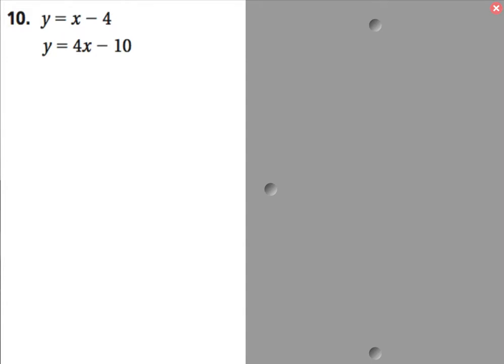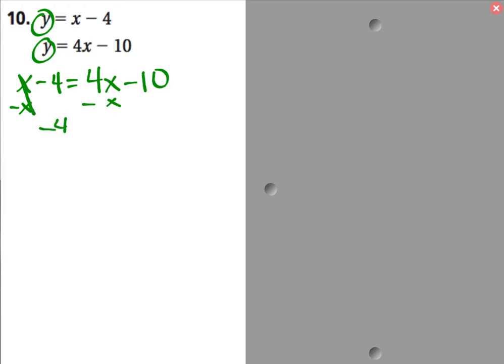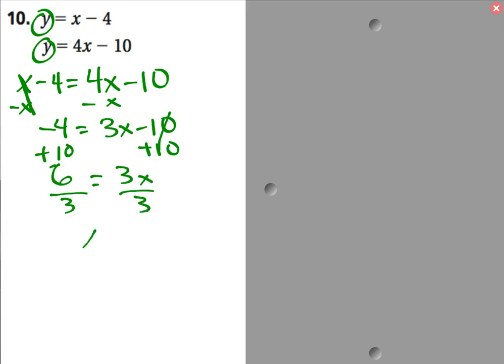All right, let's try another one. y equals x minus 4 and y equals 4x minus 10. Because they both equal y, they will equal each other. So x minus 4 is the same as 4x minus 10. I can go ahead and subtract the x. That gives me negative 4 is 3x minus 10. Let's add the 10. So 3x is the same as 6, positive 6. Sorry, that's horrible handwriting. Let me fix that. 6. Divide both sides by 3, and I get that x equals 2.